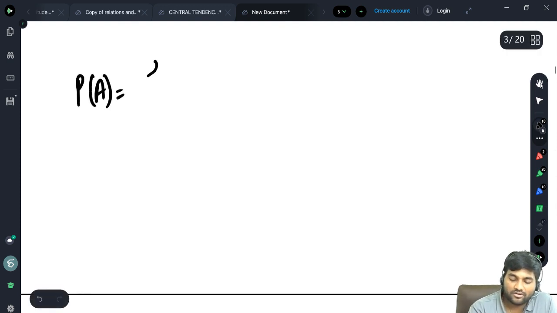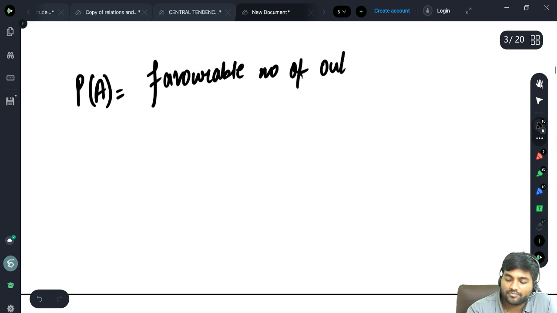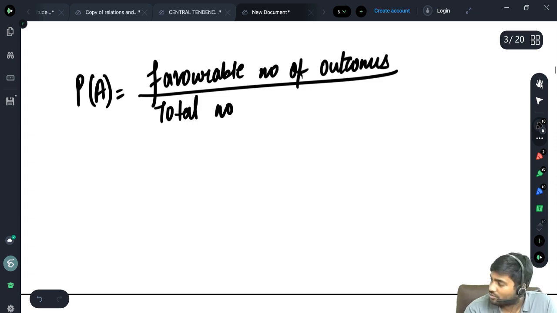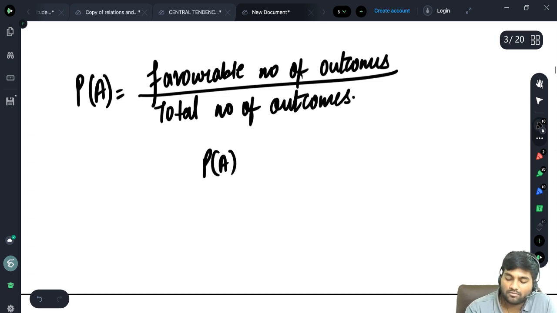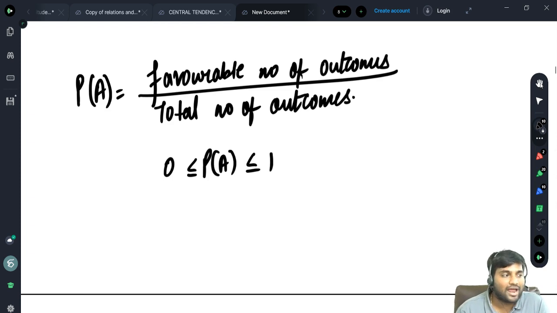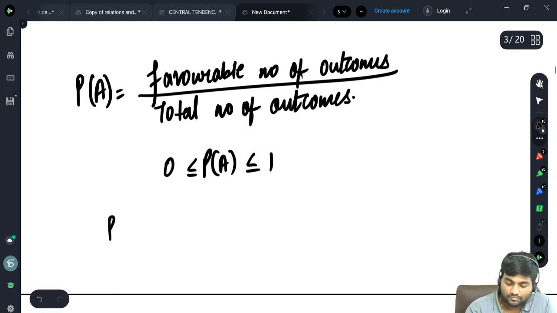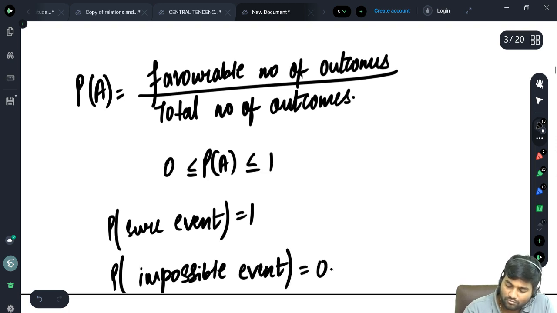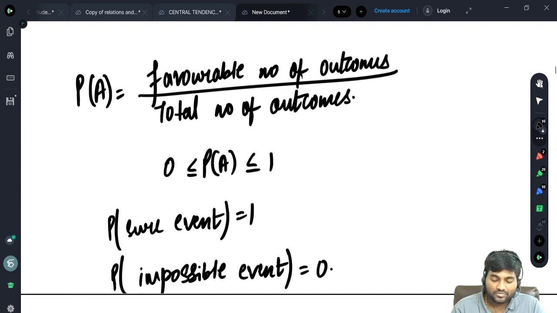Probability of event A is equal to favorable number of outcomes divided by total number of outcomes. Probability will always lie between 0 and 1. Probability of a sure event is 1, impossible event is 0.